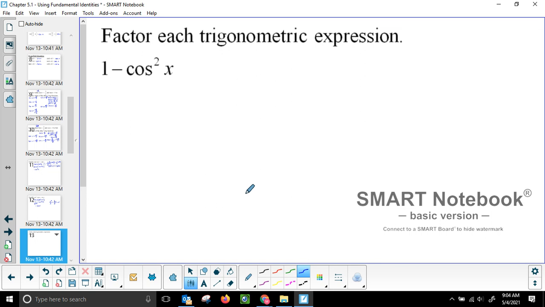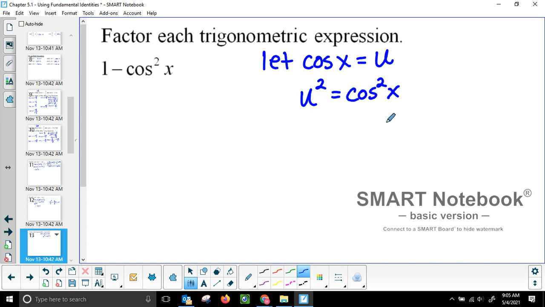Okay, so now we're going to factor. Sometimes it will help to use our familiar trick that we use quite a bit in this course, u substitution. So for instance, if I just let cosine of x equal u, and really I should have done that the other way around, but that's fine. Then u squared is equal to cosine squared x. If I do that, I can simply rewrite it like this.